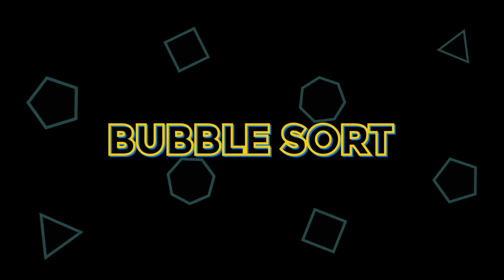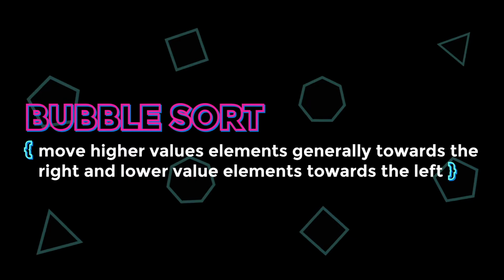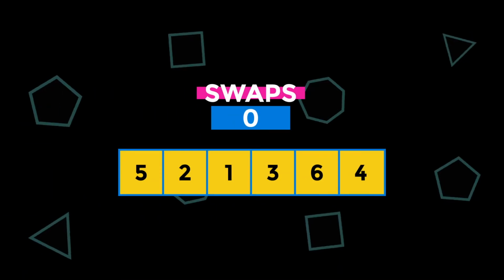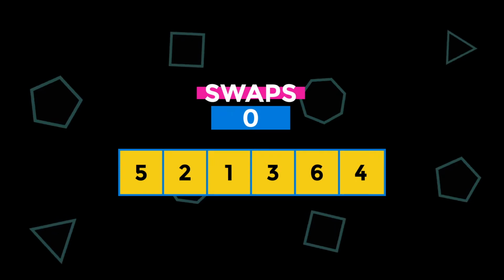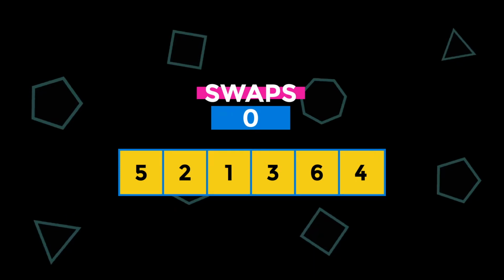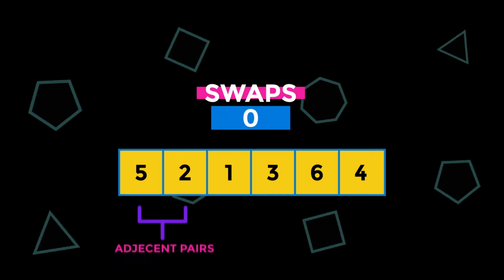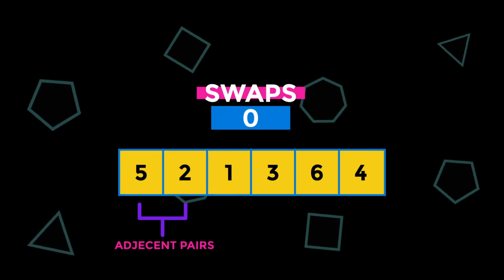In this video, we're going to talk about another type of algorithm known as bubble sort. The idea of this algorithm is to move higher value elements generally towards the right and the lower valued elements towards the left. So let's say we have an array of unsorted elements and we also have a counter which is set to 0 whenever we start this algorithm. And the things we need to do is check each adjacent pair of values and sort them like this.